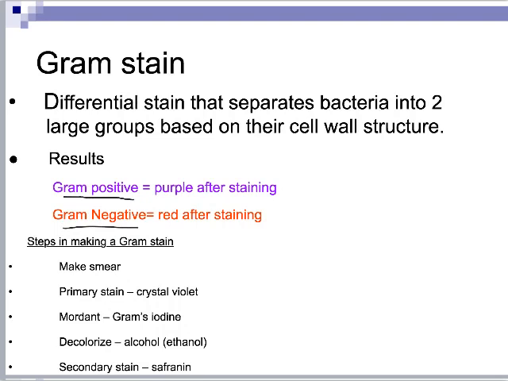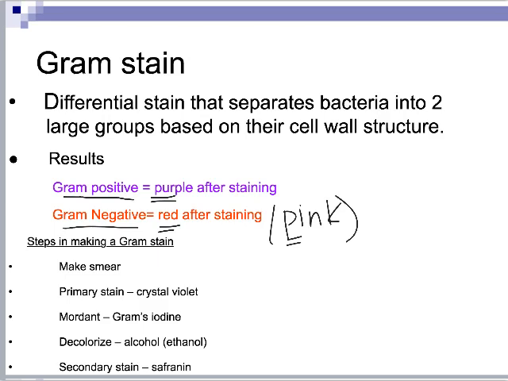So Gram positive bacteria are always going to be purple after Gram staining. Gram negative are going to be red. And I know it's going to really look pink, but in order to not confuse you with the P, okay, we use the word red. So Gram positive and purple go together, positive purple, and then negative and red just makes it easier to remember.